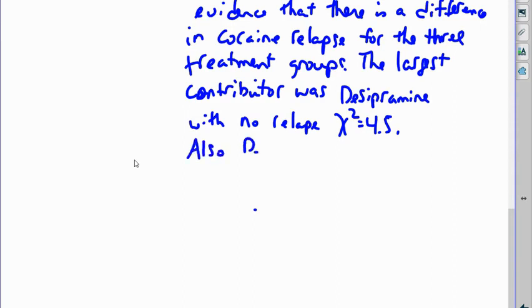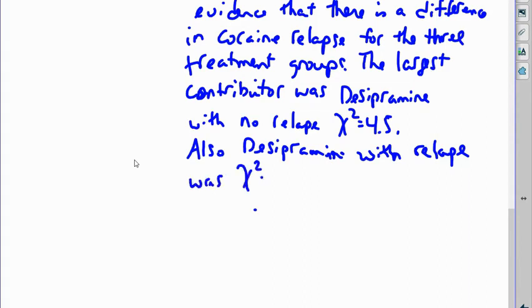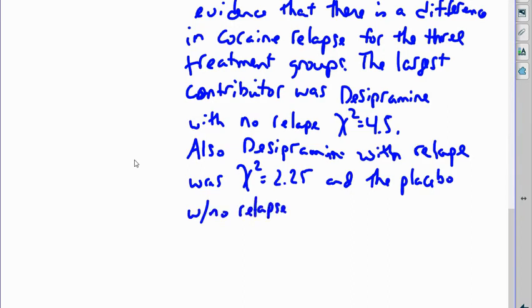Also, desipramine with relapse was chi-squared equal to 2.25, and the placebo with no relapse was chi-squared equal to 2, which was kind of surprising right there.